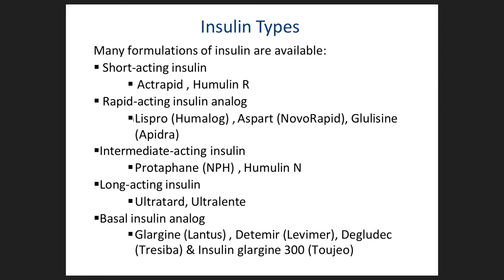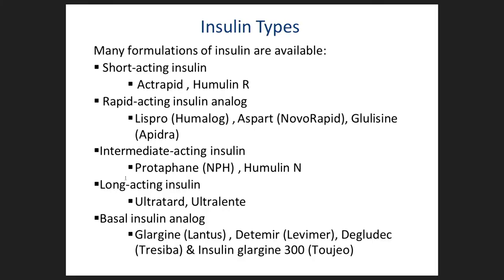Short-acting insulin and rapid-acting insulin are used as a bolus. So when we treat a child or patient with diabetes, they should have 2 types of insulin. One is called bolus insulin. Bolus insulin means for food, for the meals. And the other type of insulin is called basal insulin. Basal insulin has nothing to do with food. It is for maintaining euglycemia between meals and during sleep.